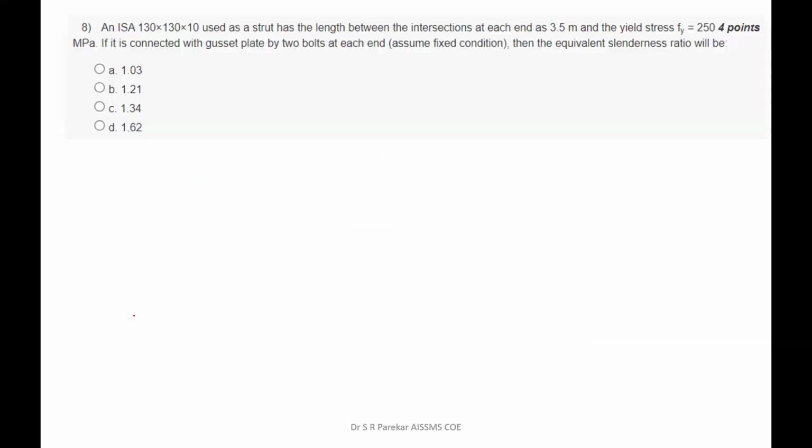Then we have the next question. An ISA 130 130 used as a strut has a length between the intersection at each end of 3.5 meter and the yield stress Fy 250. It is connected with gusset plate by 2 bolts at each end. Then the equivalent slenderness ratio will be?